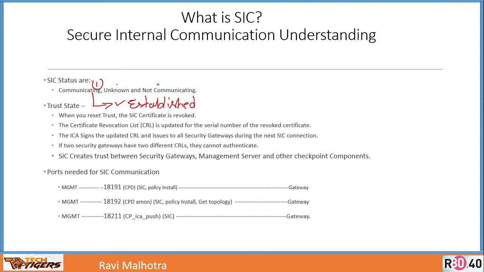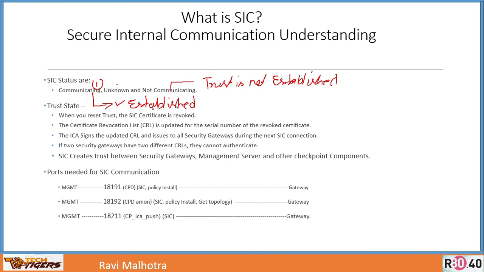Unknown means there is no trust, it's broken. Not communicating means that trust is not established. Now, basically, as we understood, trust means authenticate.